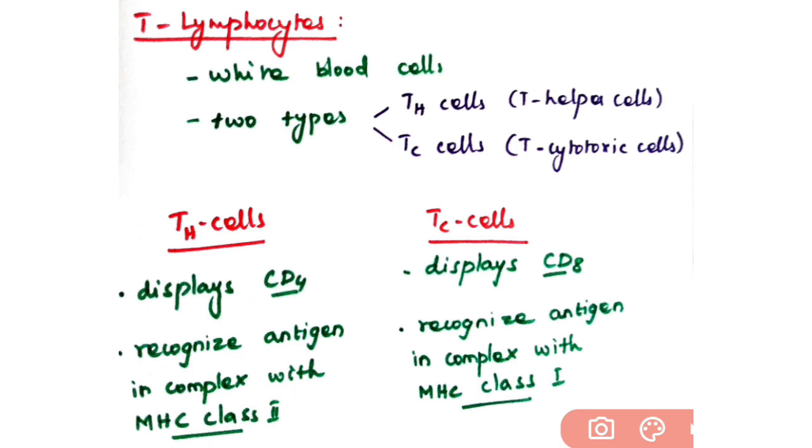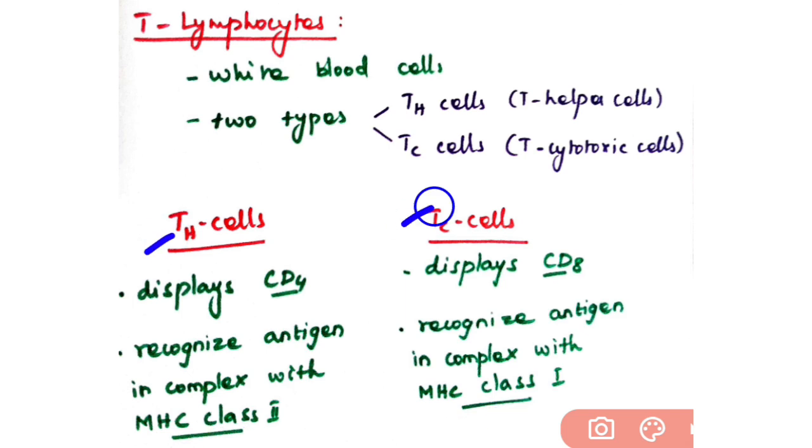But there is a difference between T helper cells and T cytotoxic cells. T helper cells display only the CD4 glycoprotein on their cell surface, and T cytotoxic cells display only the CD8 glycoprotein on their surface. T helper cells recognize antigen in complex with MHC class 2 molecules, and T cytotoxic cells recognize antigen in complex with MHC class 1 molecules. MHC molecules are major histocompatibility complex molecules. There are two types: MHC class 1 and MHC class 2.